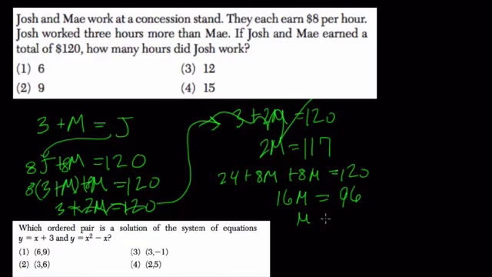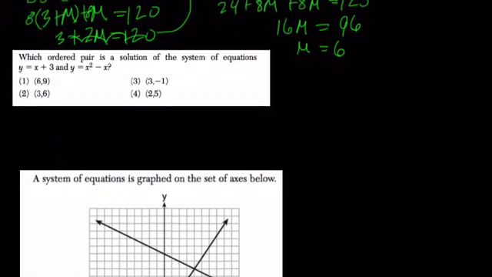So what does that mean? Well, May works 6 hours. And Josh worked 3 more than that, so Josh worked 9 hours, choice 2. And you can check that to see if it works.